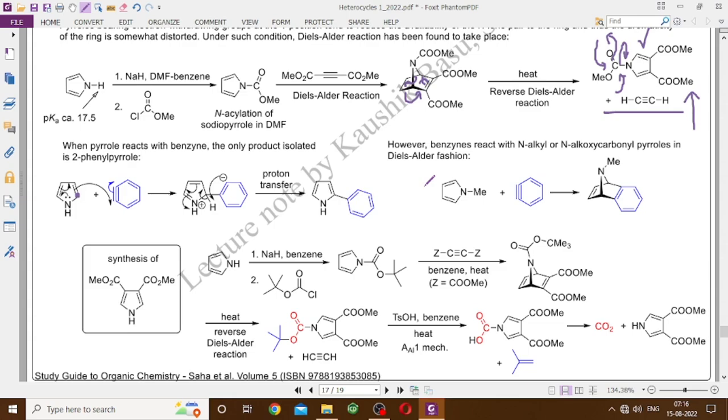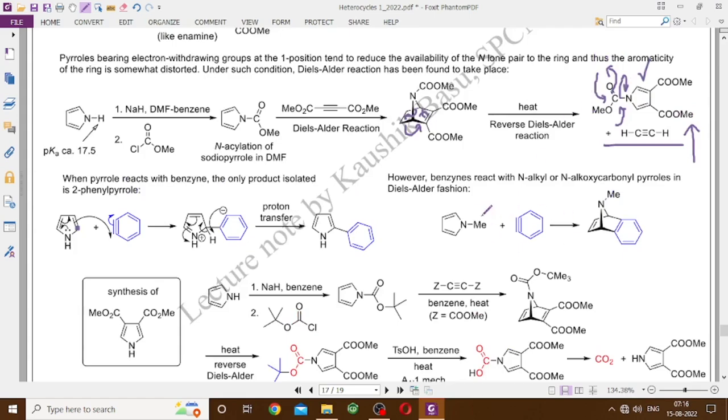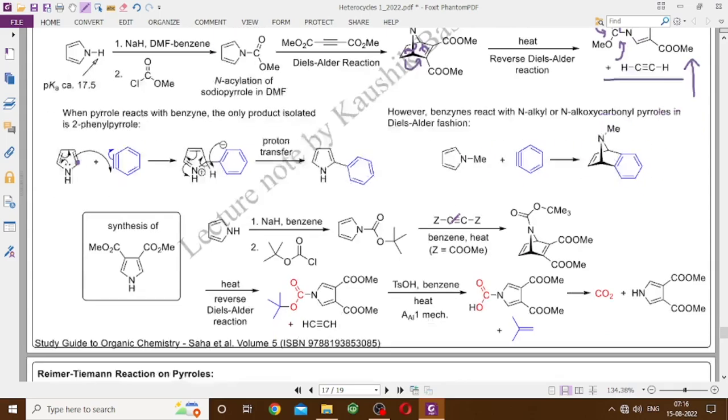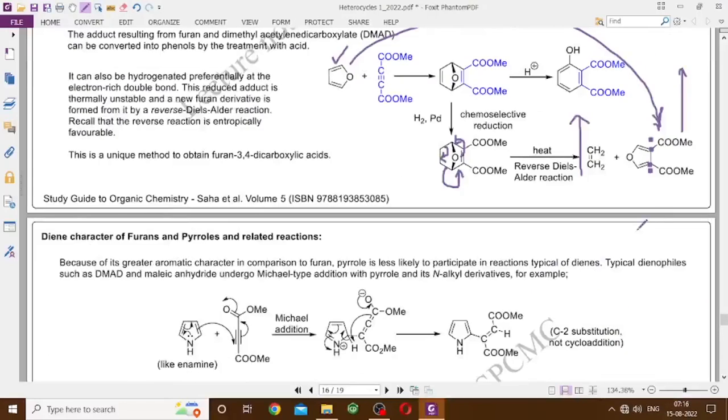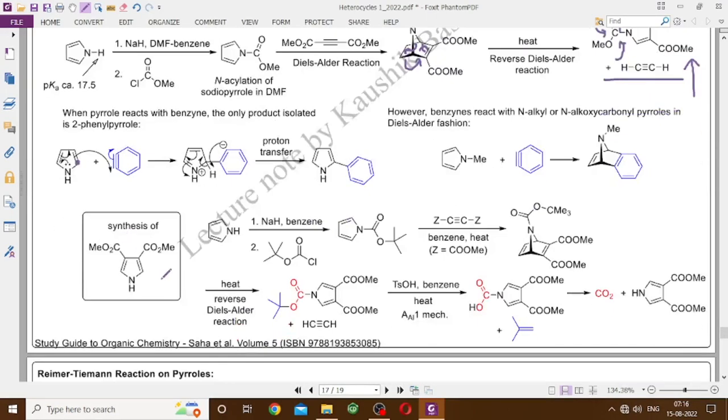However, if benzynes are reacted with N-alkyl or N-alkoxycarbonyl pyrrole, just like this one, or N-alkyl pyrrole like N-methyl pyrrole, this undergoes Diels-Alder reaction to give you the corresponding Diels-Alder adduct. Just like we have accessed the corresponding 3,4-dicarbomethoxy furan, they have asked you to prepare this one, the corresponding pyrrole derivative.